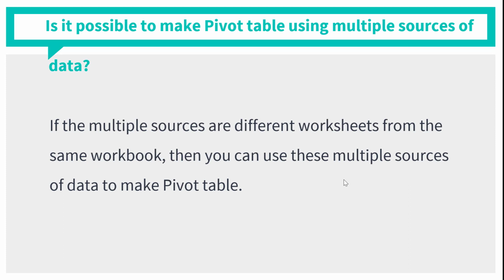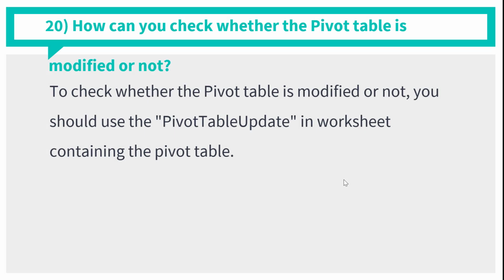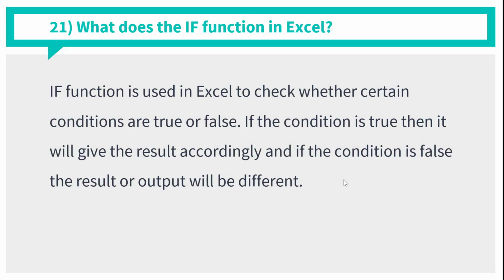Is it possible to make a pivot table using multiple sources of data? If the multiple sources are different worksheets from the same workbook, then you can use these multiple sources of data to make a pivot table. How can you check whether the pivot table is modified or not? To check whether the pivot table is modified or not, you should use the PivotTable update in the worksheet containing the pivot table.